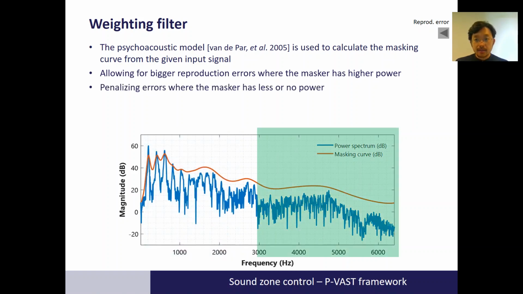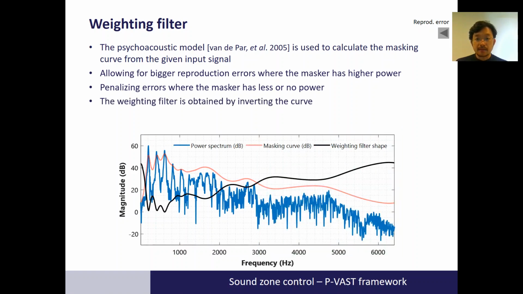On the other hand, we penalize errors where the masker has less or no power. By inverting this curve, we eventually get the weighting filter. In this way, we can perceptually shape the reproduction errors. Then the next question is how to define the masker.